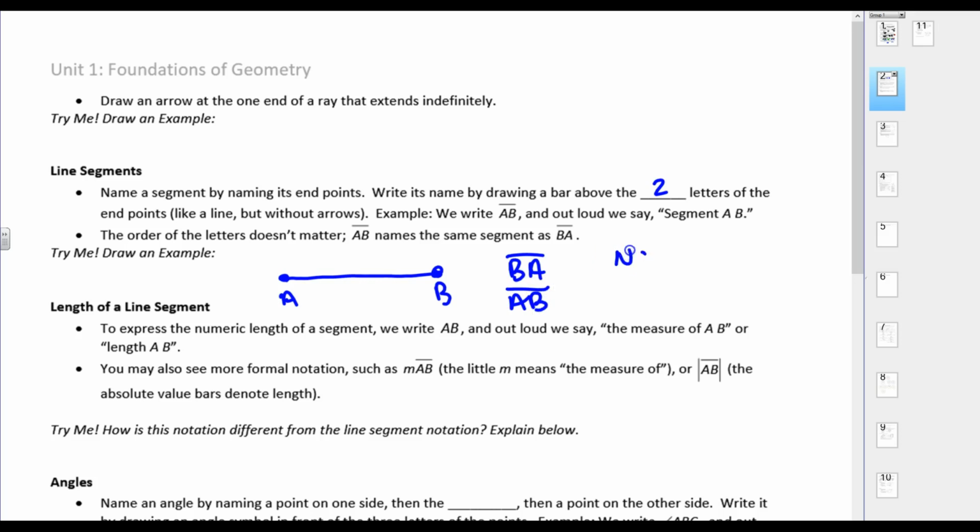What I cannot do is name it by 1 letter. We can't do that, okay? That's not okay.